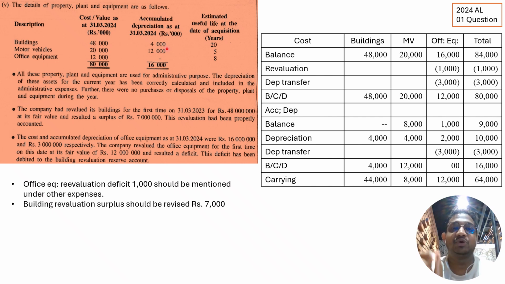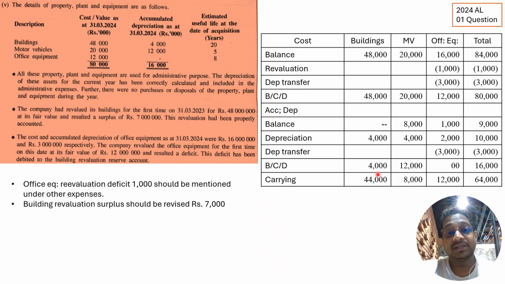Okay, so as at the opening date, there is nothing on building depreciation because you did the revaluation on the last day of the last year. So there is nothing in the opening date, and the depreciation that they made for this year is 4,000, and that's what appeared in the closing balance as well, right?